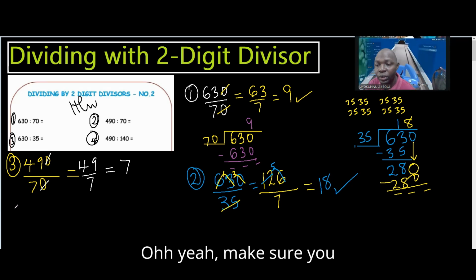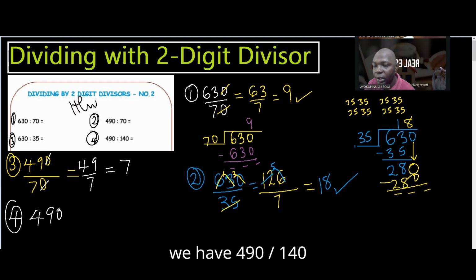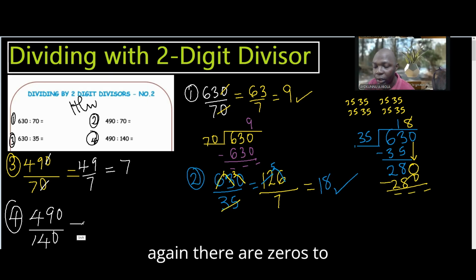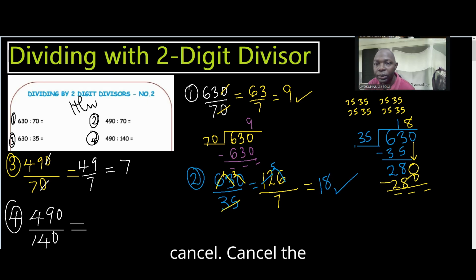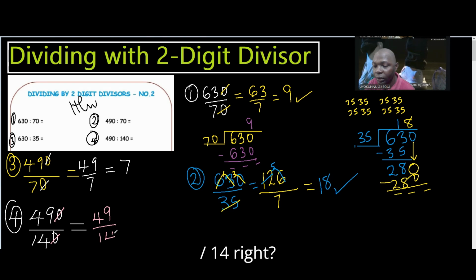Yeah, make sure you concentrate, please. Then number 4, we have 490 divided by 140. Again, there are zeros to cancel. Cancel the zeros. Then you have 49 over 14, right?